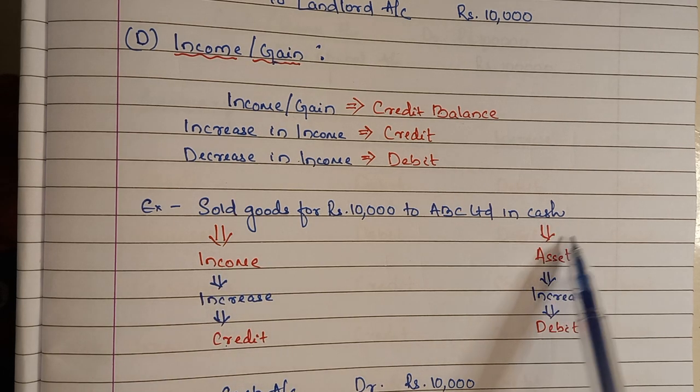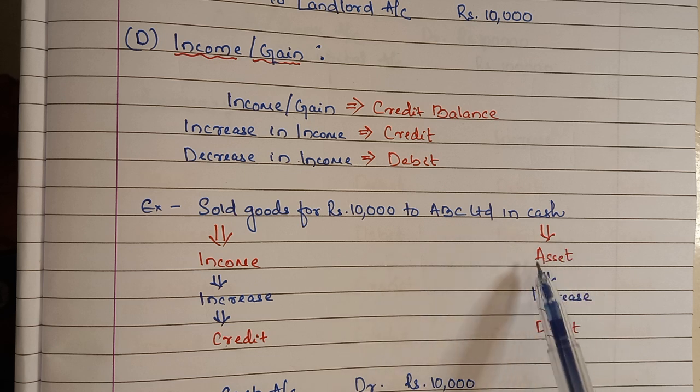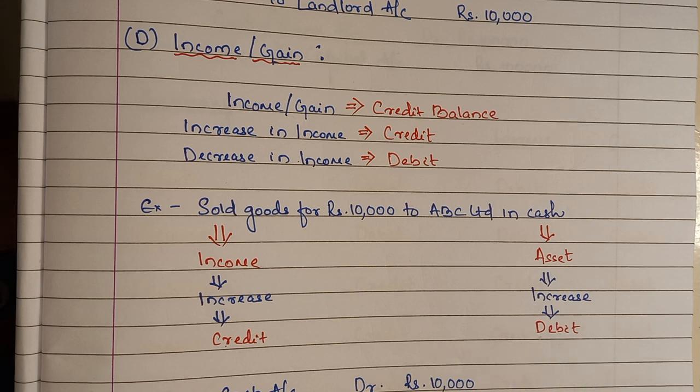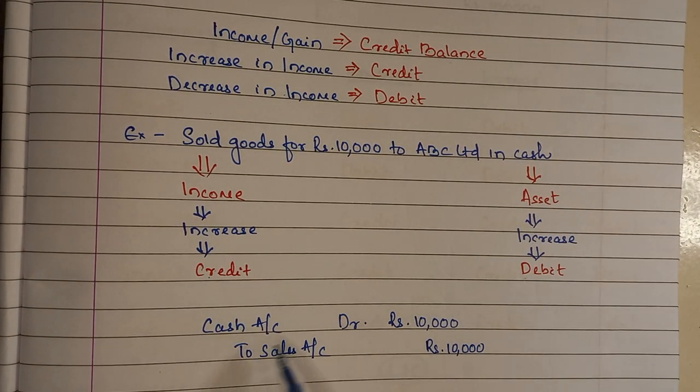And cash you are receiving from the customer. So your asset is increasing. Cash increase is increase in asset. So increase in asset is debit balance. So what is the entry you are going to post now? Cash account debited 10,000 rupees to sales account 10,000 rupees. Increase in cash is increase in asset. Increase in income, sales, is always credit. Hence 10,000 is credited.